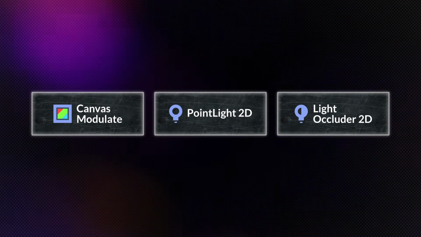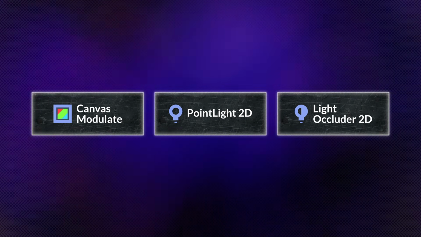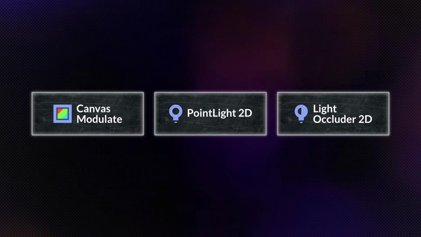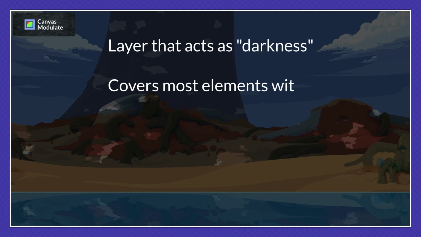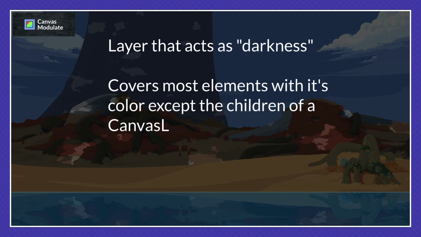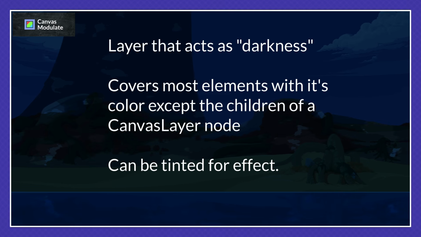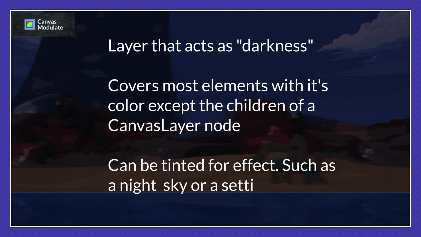Alright, that was a lot of information to process, so let's just recap what we've talked about and then you can go and open up Godot and try these things for yourself. Canvas Modulate: a layer that acts as darkness. It covers most elements with its color except the children of a canvas layer node. It can be tinted for effect, such as a nighttime sky or a setting sun, etc.